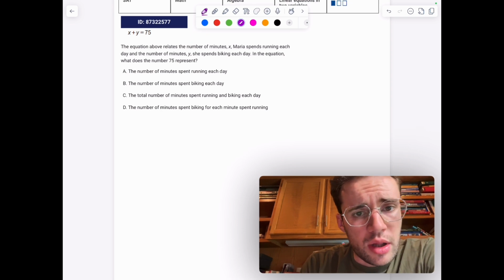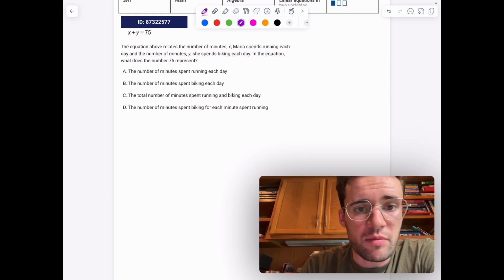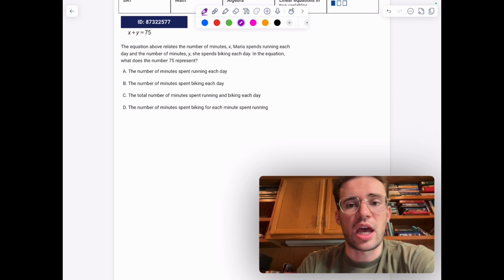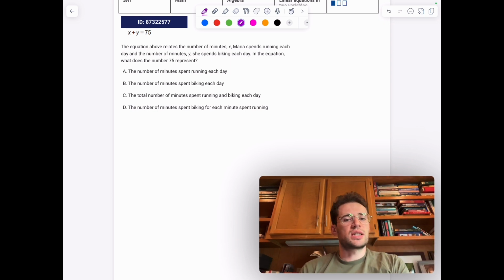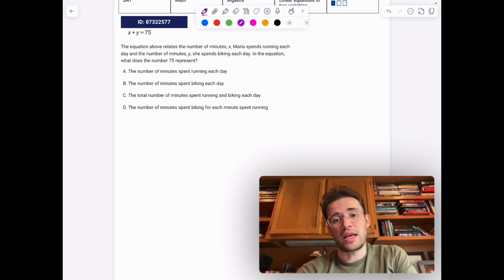All right, x plus y equals 75. The equation above relates the number of minutes x Maria spends running each day and the number of minutes y she spends biking each day. In the equation, what does the number 75 represent? What's the total of the two, the sum of the two? So that means that she's running or biking a total of 75 minutes.